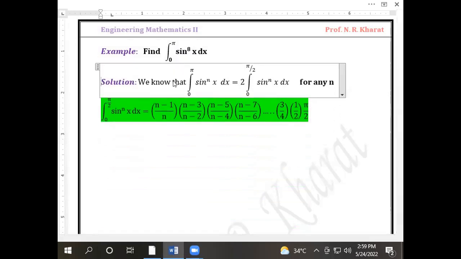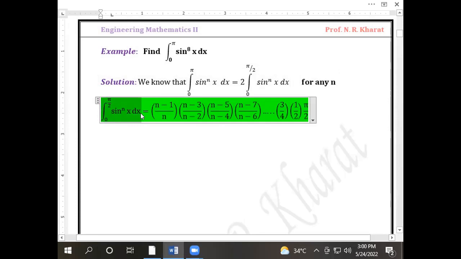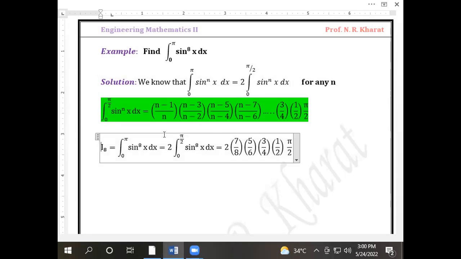First, we have this: if the integration of sine raised to n from 0 to 2 pi is 2 times the integration from 0 to pi by 2, and this is for any n given. Again, the standard formula for sine whose index is n, limit from 0 to pi by 2, is (n minus 1) divided by n, (n minus 3) upon (n minus 2), up to 1 by 2 into pi by 2. So we have to replace the value n equal to 8 in this formula, and this answer gets multiplied by 2. We get a solution for the integration which runs from 0 to pi of sine raised to n x dx.